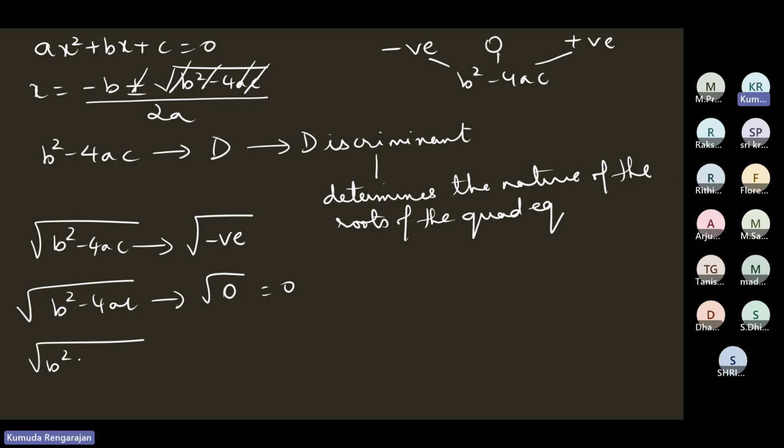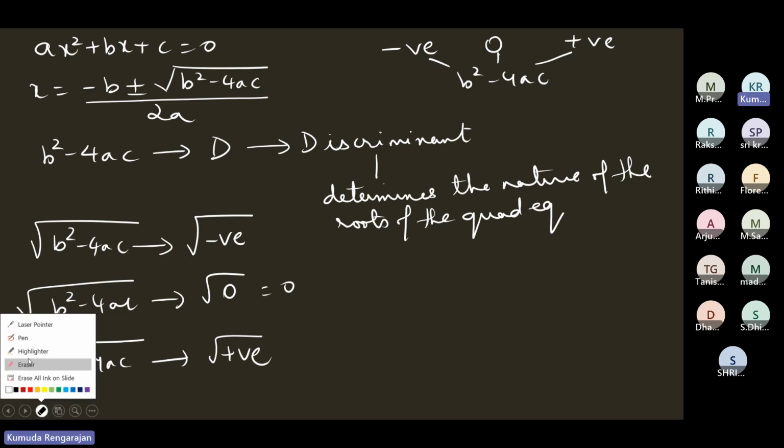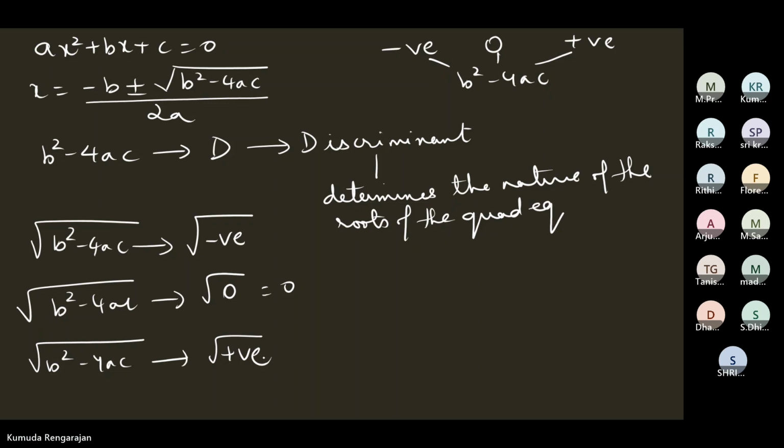When b square minus 4ac is positive, then you will get two values. How two values? Because once it will be with plus and then it will be with minus. So if b square minus 4ac is positive, then the quadratic equation will have two distinct roots. Two different roots it will have.